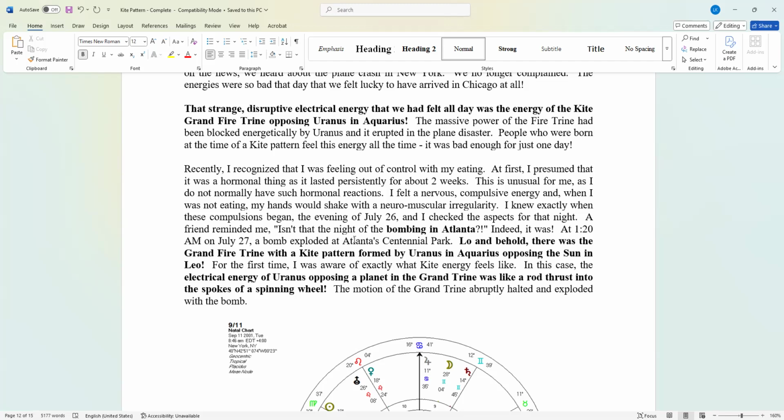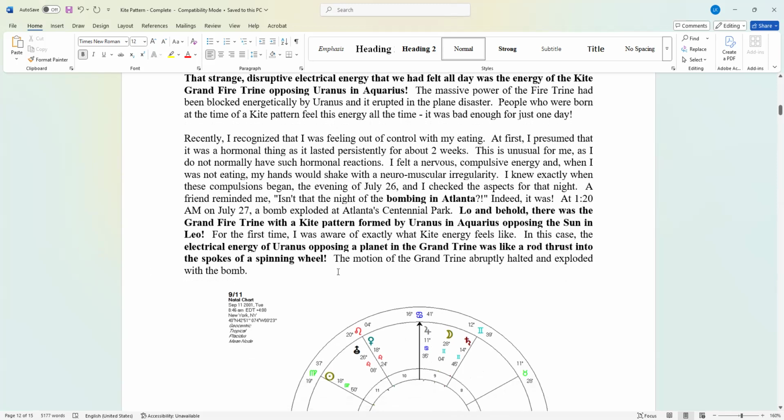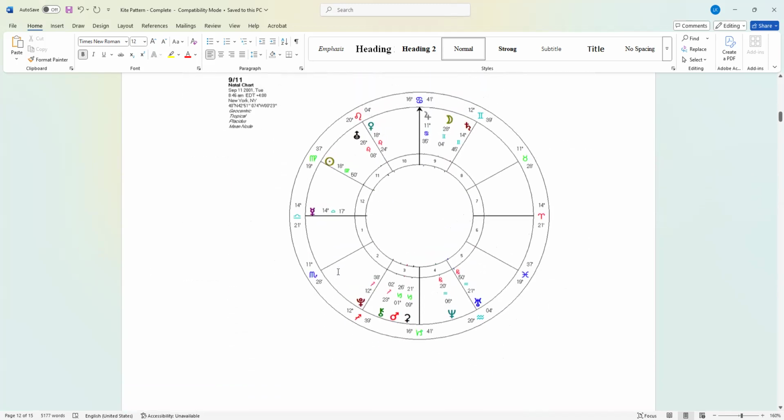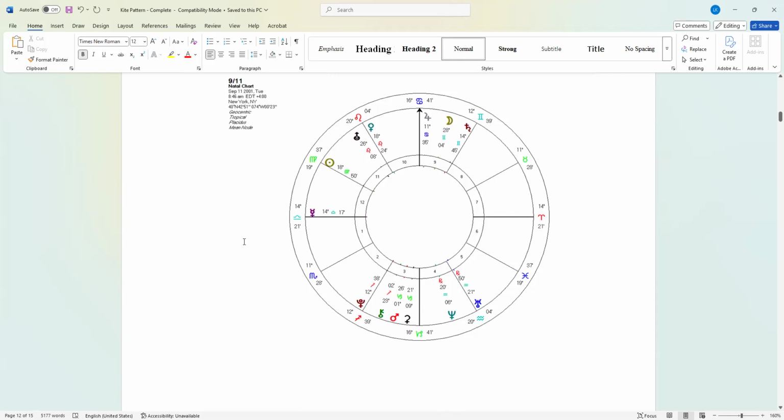So at 1:20 a.m. on July 27th, this was years ago, a bomb exploded in Atlanta's Centennial Park. And I said, lo and behold, there was a grand fire trine with an opposition from Uranus in Aquarius opposing the Sun in Leo. So I really started to understand what it felt like to have a kite going on. I'm not going to say it affects everybody, but if you're trying to do something, often there is a kite pattern involved. And here we have for 9/11 a grand air trine, and Uranus is opposing Venus.